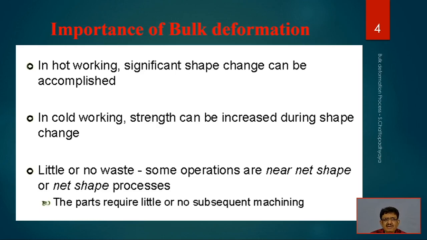The parts will require little or no subsequent machining. That is the feature of net shape or near net shape manufacturing. People always want net shape manufacturing. The reason is that in one go the job is over. Extra process means extra effort, extra time, extra cost and extra hassles. So net shape manufacturing is hassle free manufacturing, but sometimes it is not technologically feasible at the present state of affairs.